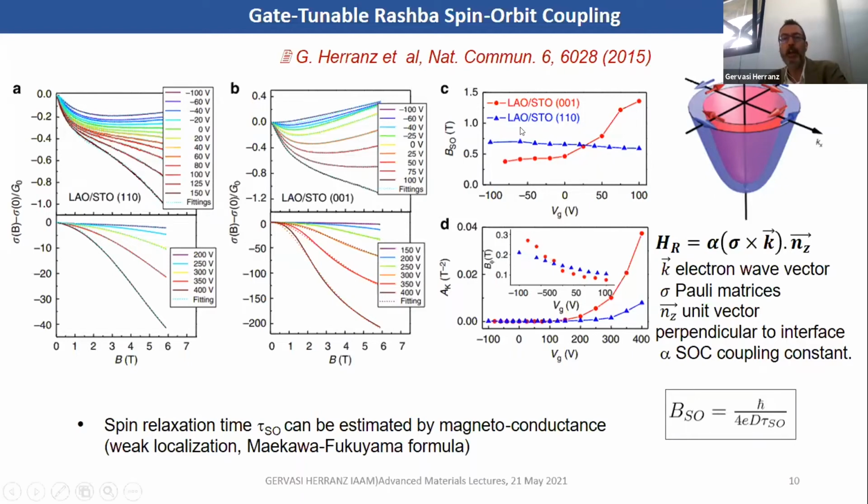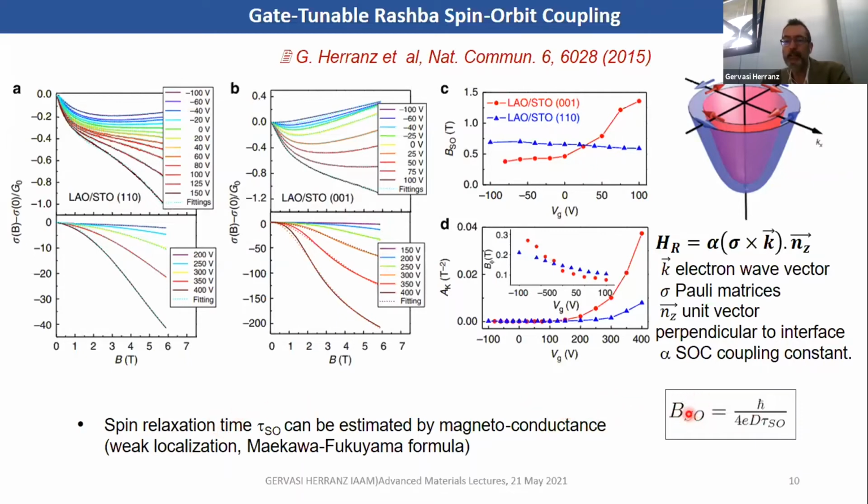And this is interesting for spintronic applications because this is a way to manipulate the spins of the electrons. And what we did in this work is to study this Rashba spin orbit coupling as a function of the electron gating, as we did before, but now paying attention to this spin orbit coupling. And for that, we measured magnetoconductance as a function of the magnetic field. Here are different curves for different gate voltages for 110 orientation and for 001 orientation of the quantum well.